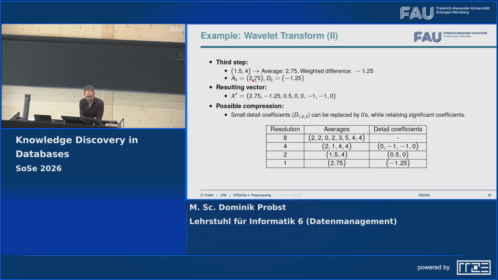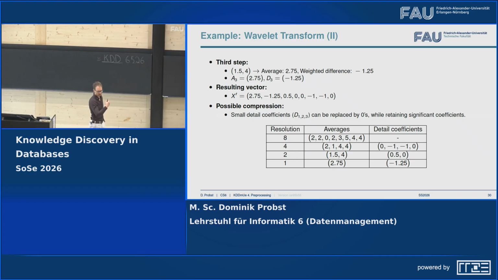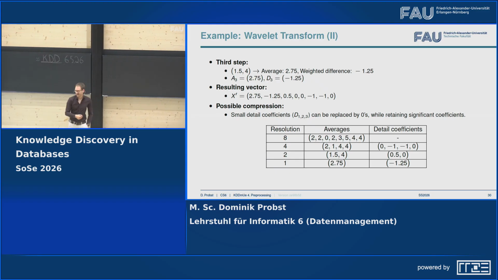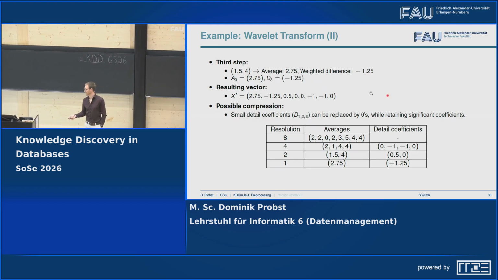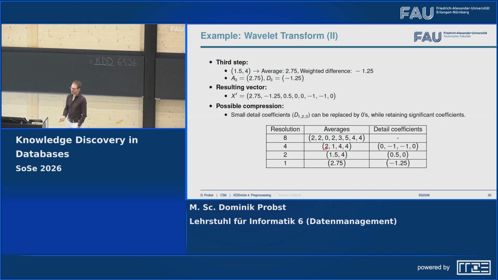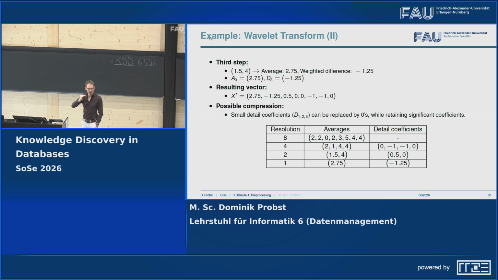If we have done that to completion, to resolution of 1 to be specific, then we can have a table like this one. A table where we have the averages of each step and the detail coefficients of each step with their corresponding resolution. So we are decreasing the resolution every time we are applying the wavelet transform steps.